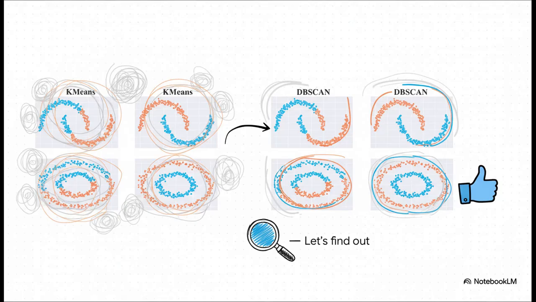Just take a look at this. On the left, a super common algorithm called k-means is, well, it's having a really bad day trying to figure these data sets out. But on the right, another algorithm, DBSCAN, absolutely nails it. Perfect score. So what's the difference here? Why does one fail so spectacularly where the other just gets it?